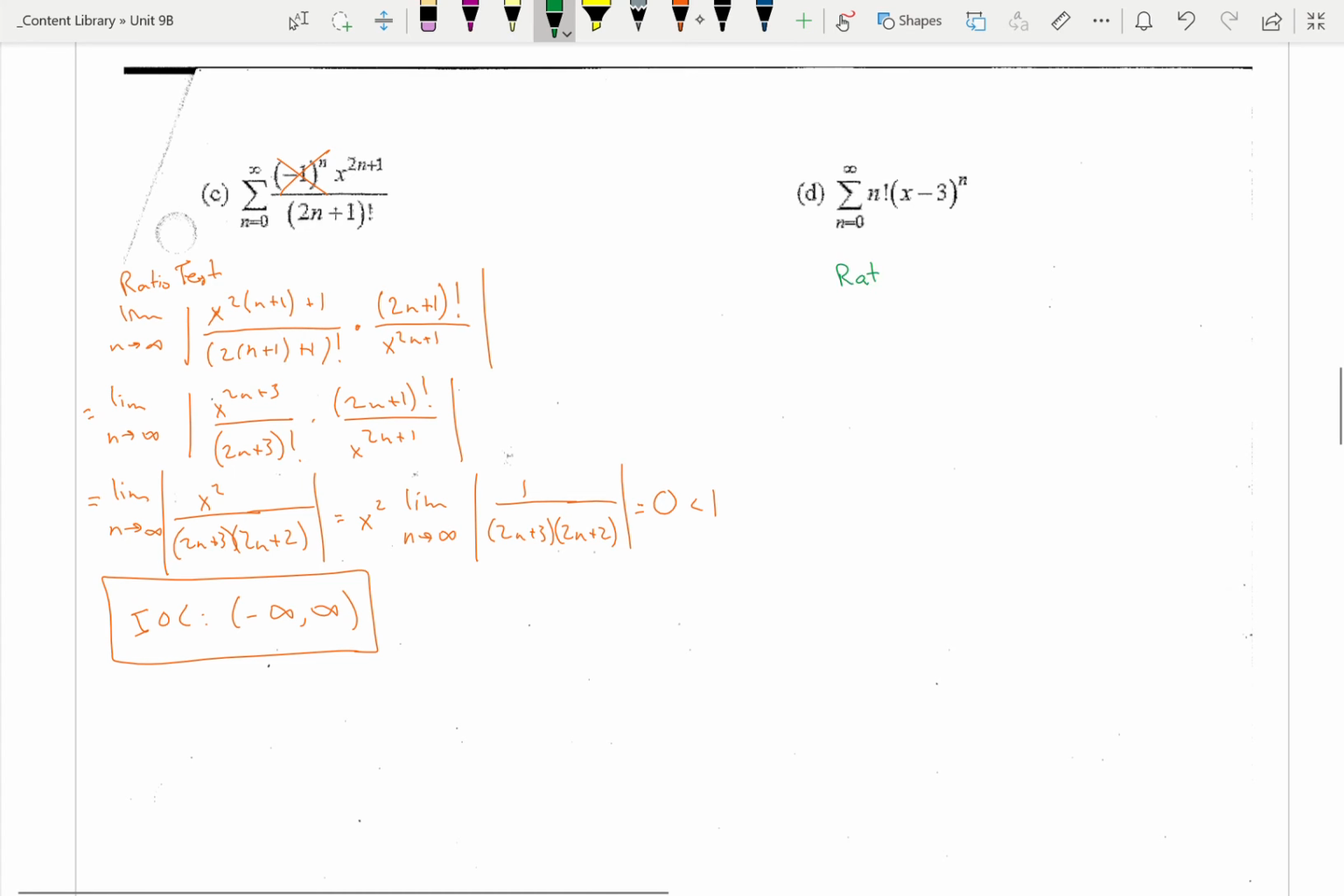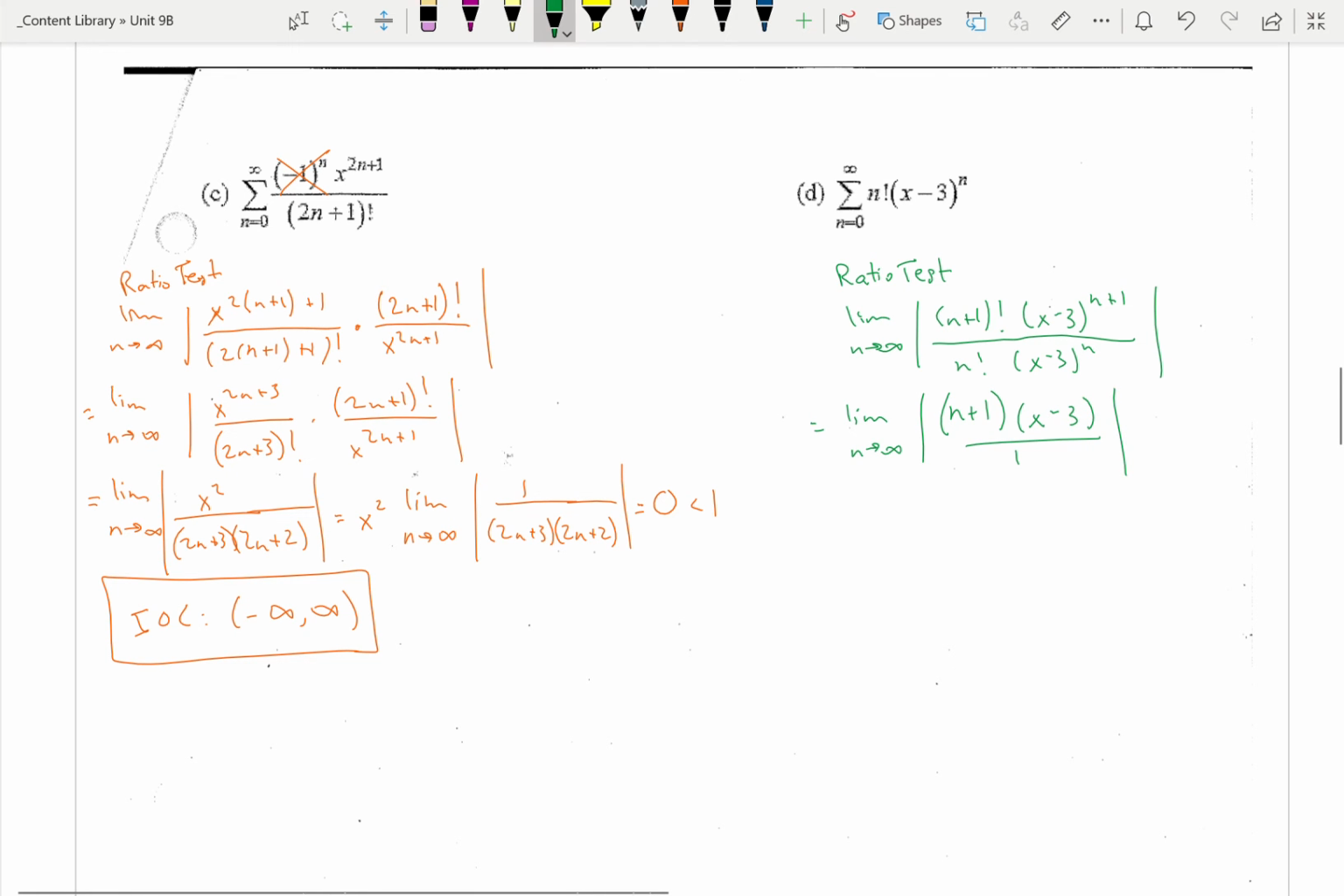The ratio test is going to tell us to take the limit as n approaches infinity of the ratio of a sub n plus 1, which is n plus 1 factorial times x minus 3 raised to the n plus 1, over a sub n, which is n factorial times x minus 3 raised to the n. And that thing reduces. We end up with n plus 1 on the top, and we actually end up with an x minus 3 on the top as well, and just a 1 on the bottom.